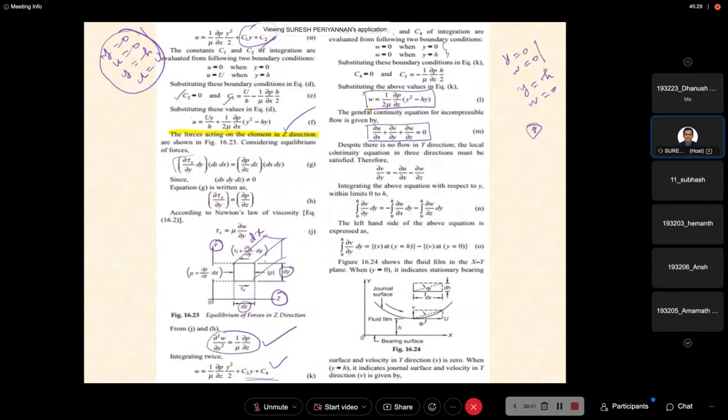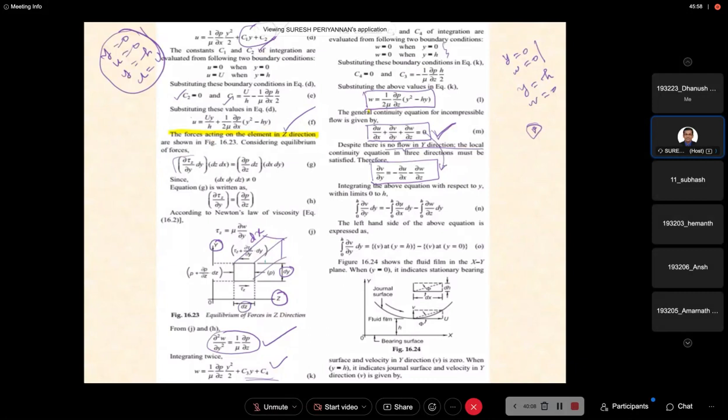Now see here, they have given the justification: despite there being no flow in the y direction, the local continuity equation holds. This is the incompressible flow continuity equation. From this we are able to find out dou v by dou y is equal to minus, from this incompressible continuity equation only.